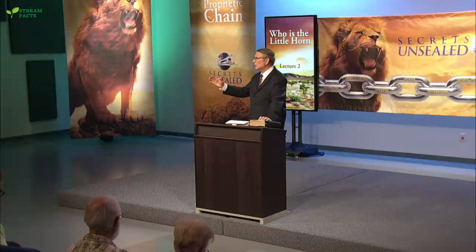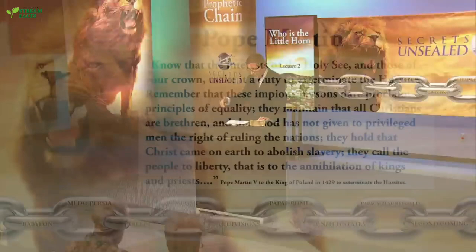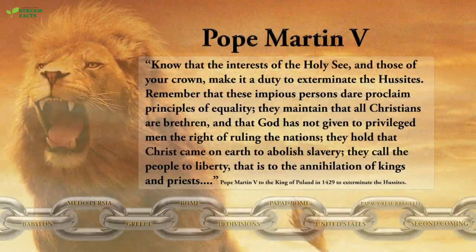Pope Martin V, who ruled from 1417 to 1431, in 1429 wrote a letter to the king of Poland, and he told him, you need to exterminate the Hussites. And now I'm reading from what this pope wrote. He's writing to this king: know that the interests of the Holy See and those of your crown make it a duty to exterminate the Hussites. Remember that these impious persons dare proclaim, notice what they proclaimed, principles of equality. They maintain that all Christians are brethren, like that's a big crime, right?